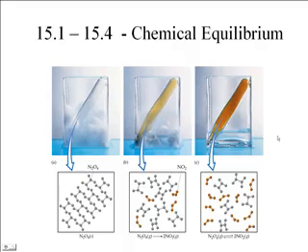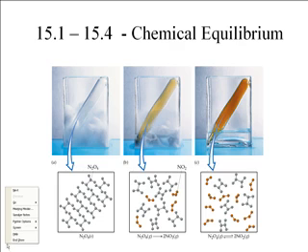We are now beginning Chapter 15, and Chapter 15 deals with, as you can see, chemical equilibrium. As we go throughout this chapter, we'll certainly be talking about different types of chemical equilibrium, how it affects reactions, and things like that. Let's go ahead and move on to the next slide here.